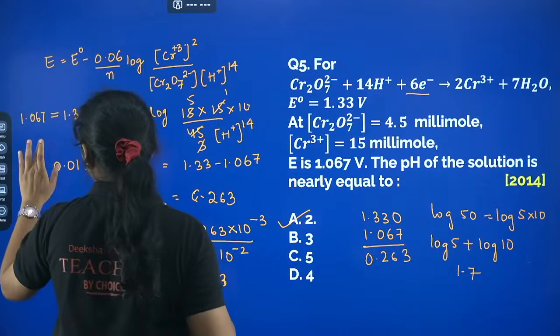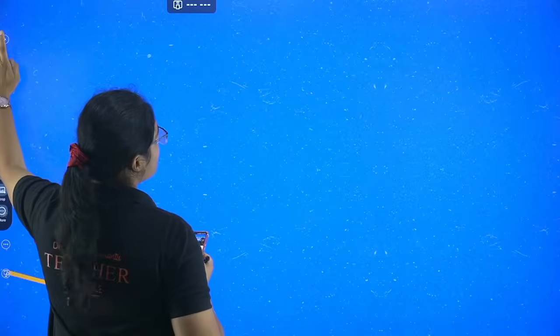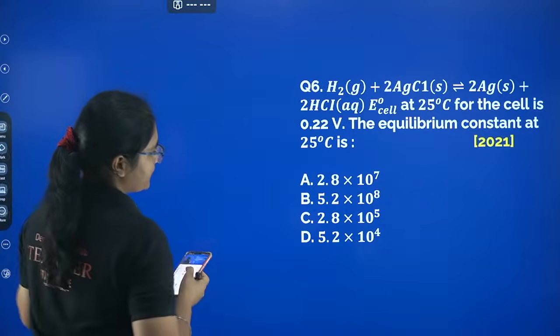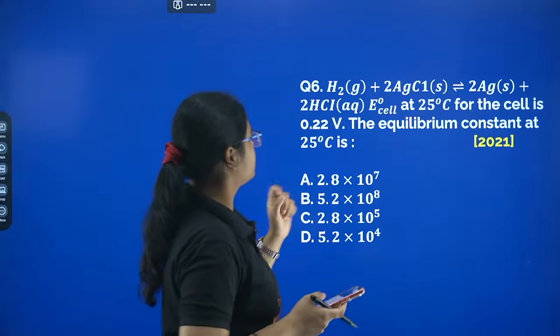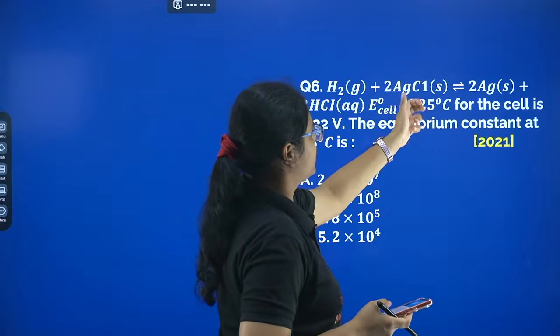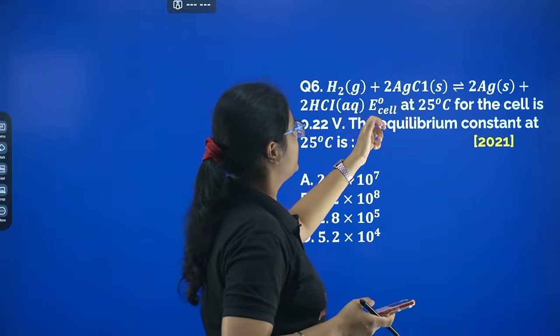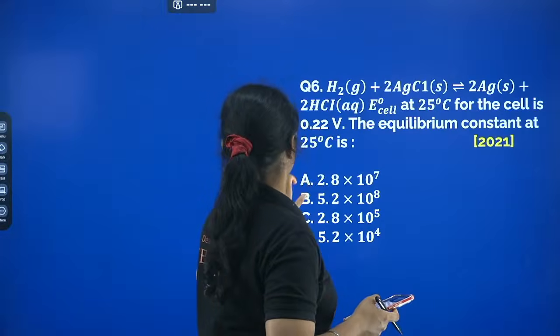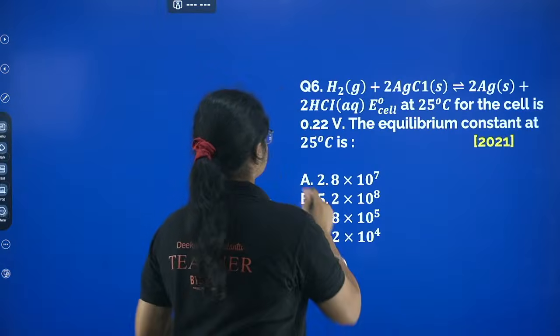That is our question number 6, from the topic equilibrium constant. You have been given H2 plus 2 AgCl gives 2 Ag plus 2 HCl. E naught of the cell is given to you, 0.22.